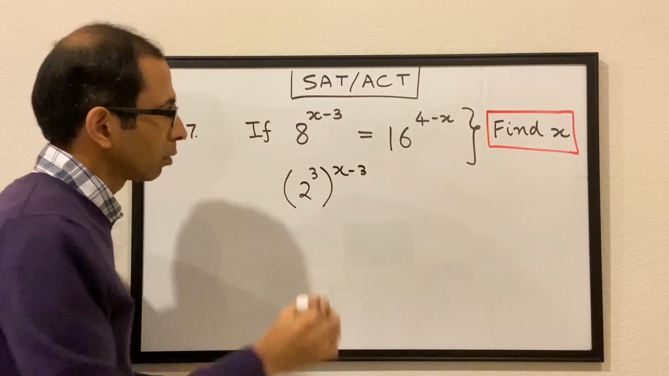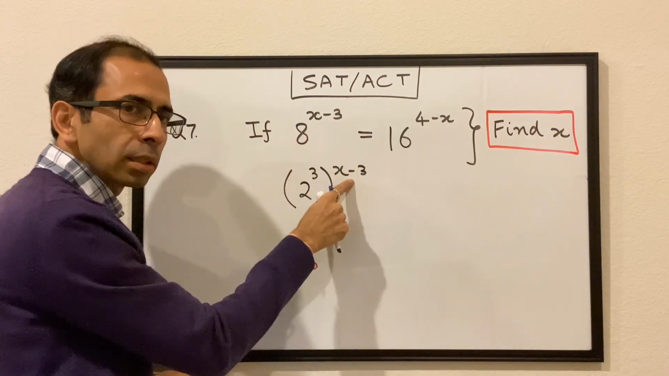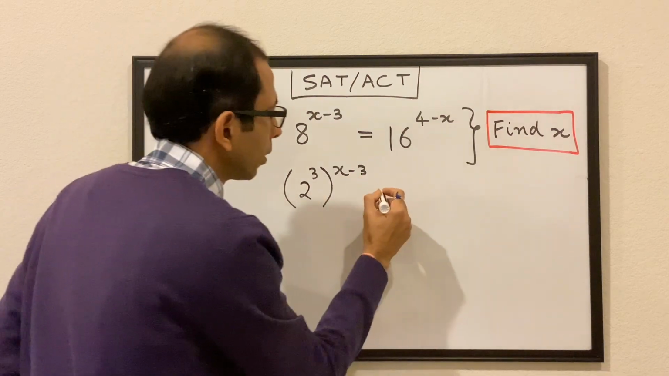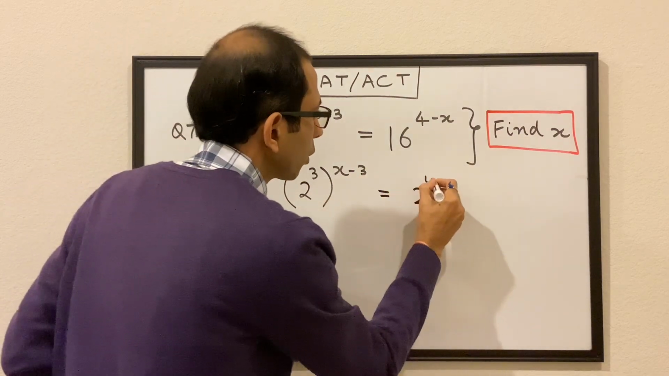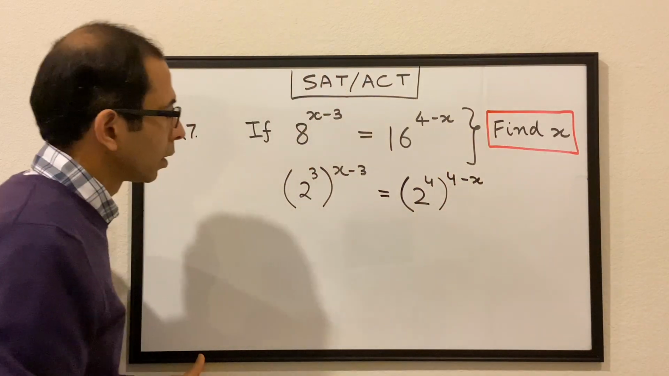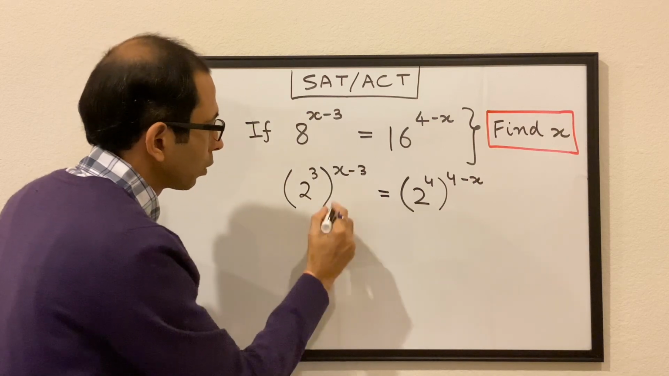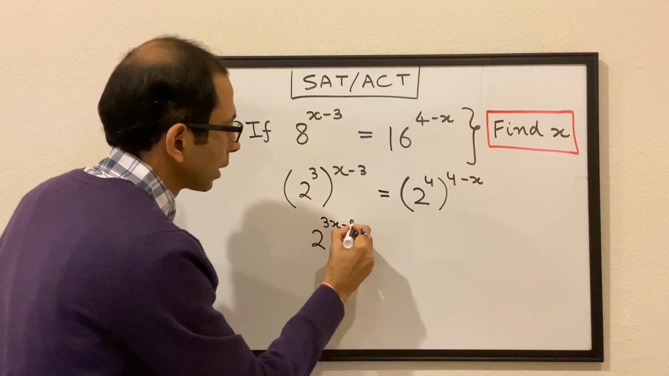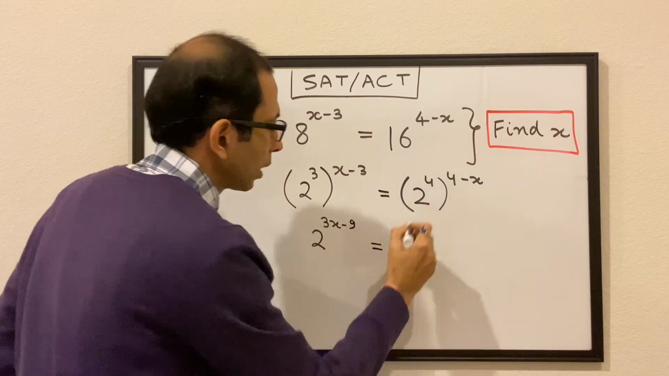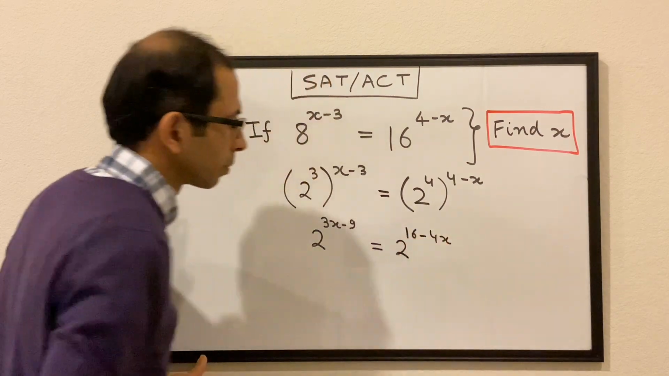We are not changing the question, we are just rewriting 8 as 2 to the power of 3. This x minus 3 is flowing down as is, right? Is equal to 2 to the power of 4 to the power of 4 minus x, correct? Now the powers get multiplied, right, we know. So it will become 2 to the power of 3x minus 9. And on the right side, it will become 2 to the power of 16 minus 4x, correct?